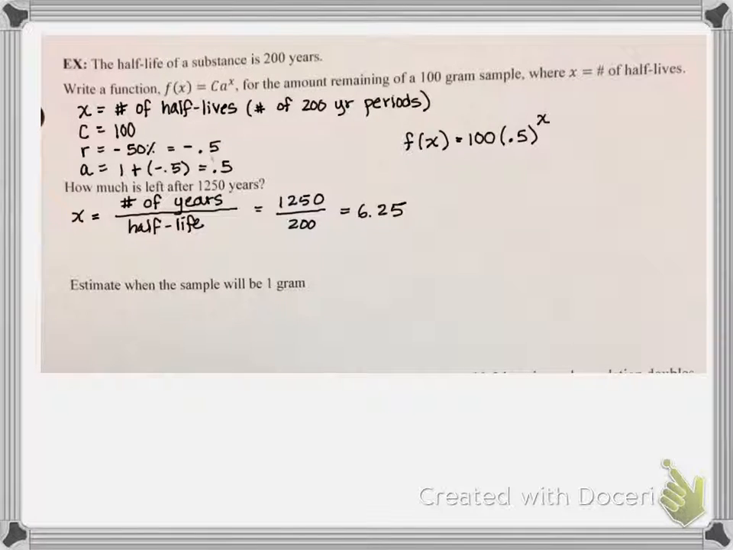And so now we can evaluate our function. f of 6.25 equals 100 times 0.5 to the 6.25. And what's that give us? Go ahead and put that in your calculator.